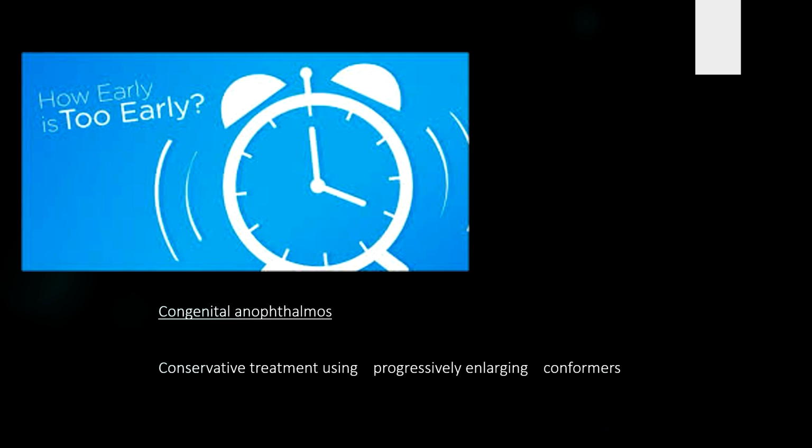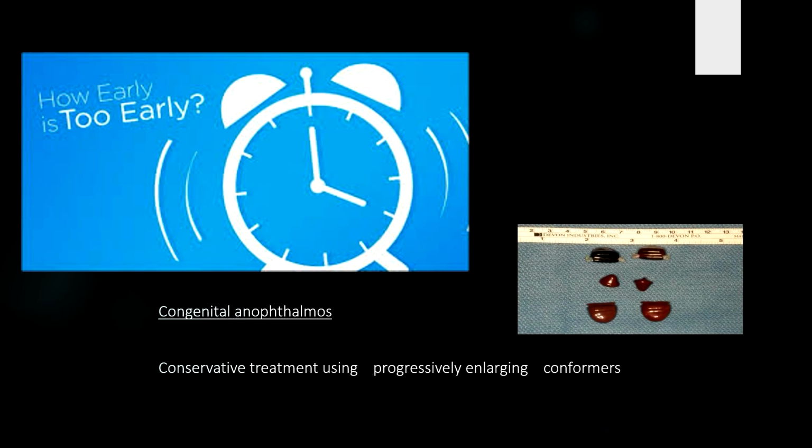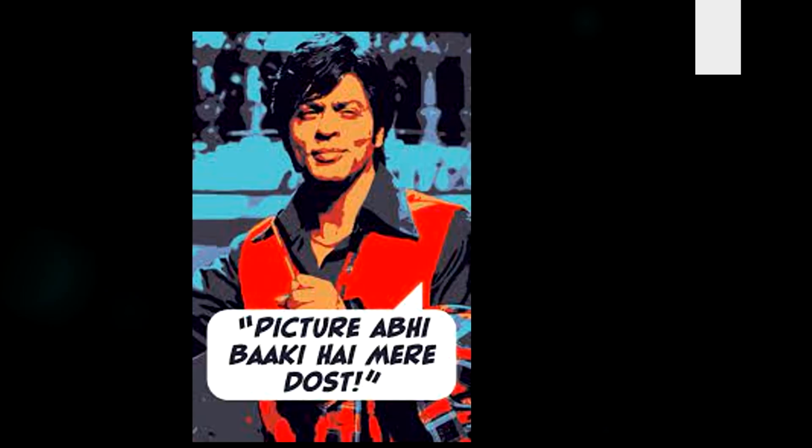So, how early is too early? In congenital anophthalmos, conservative treatment using progressively enlarging conformers should be started as early as possible within weeks after birth.